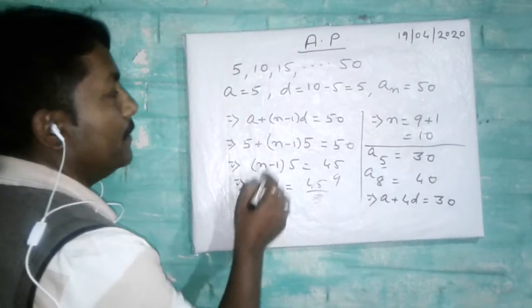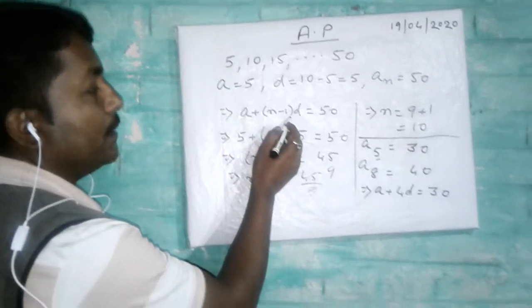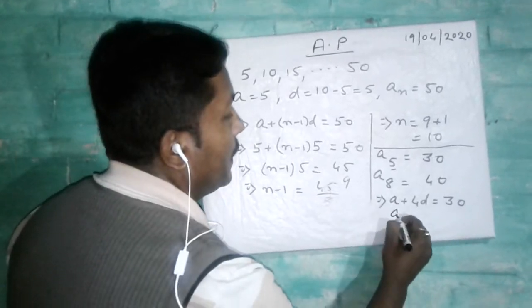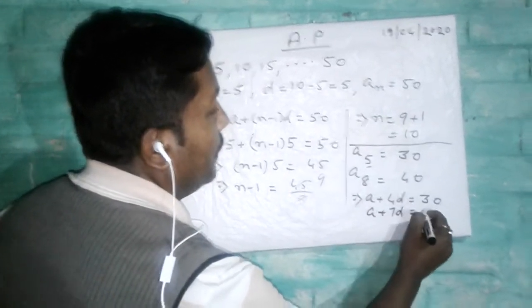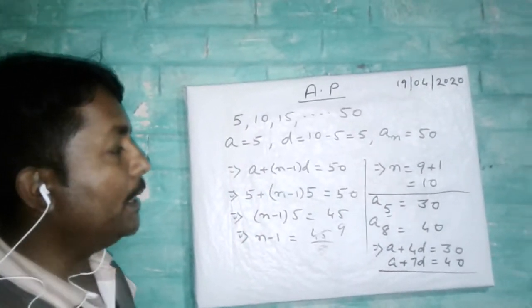In place of n you put 8, so it will become 8 minus 1, that is 7. So we will write a plus 7d is equal to 40. By solving these two equations, we will get the value of a and d.